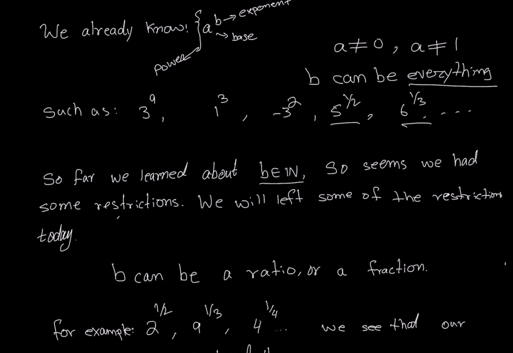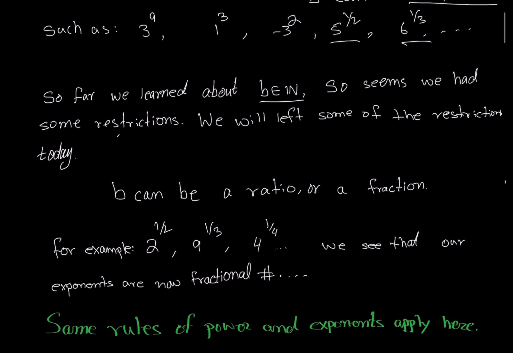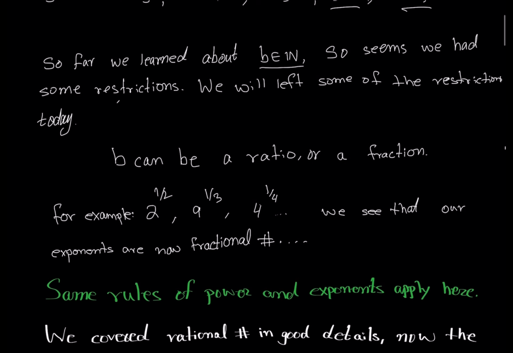Next, we talked about b being a natural number, and now it seems like a restricted condition, because we talked about 6 to the power 1/3 and 5 to the power 1/2, which is not a natural number. It's a rational number, a ratio of two numbers. So we will eliminate this barrier and move on and learn about them. In today's session, we will be taking out that restriction. We'll be talking about b being a ratio or a fraction.